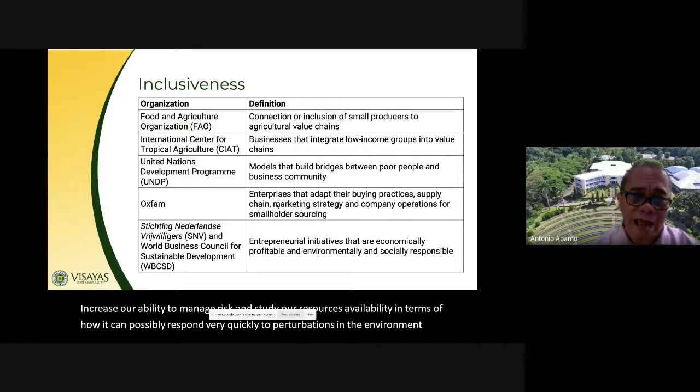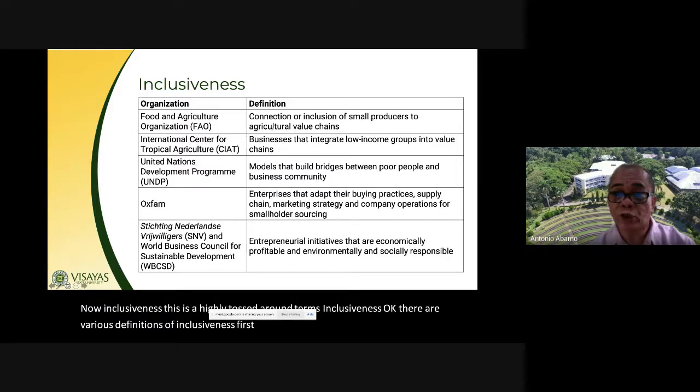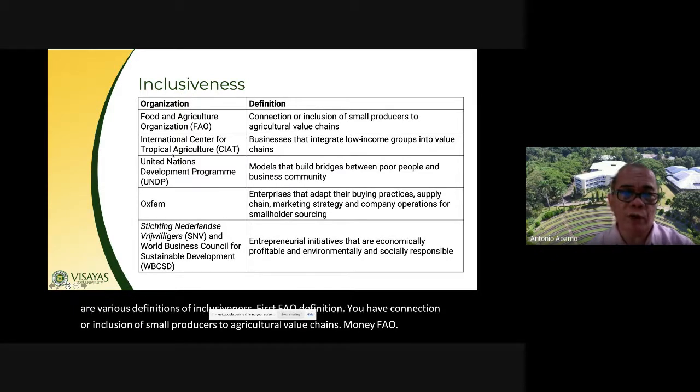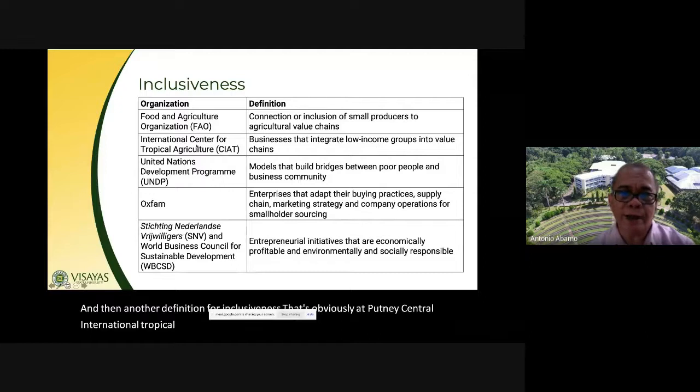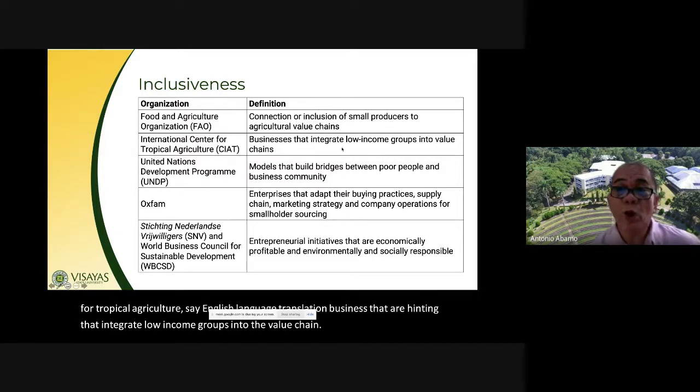Now, inclusiveness. This is a highly tossed around term, inclusiveness. There are various definitions of inclusiveness. First, the FAO definition: connection or inclusion of small producers to agricultural value chains. And then another definition, from CIAT, Centro Internacional de Agricultura Tropical, or International Center for Tropical Agriculture: businesses that integrate low-income groups into the value chain.